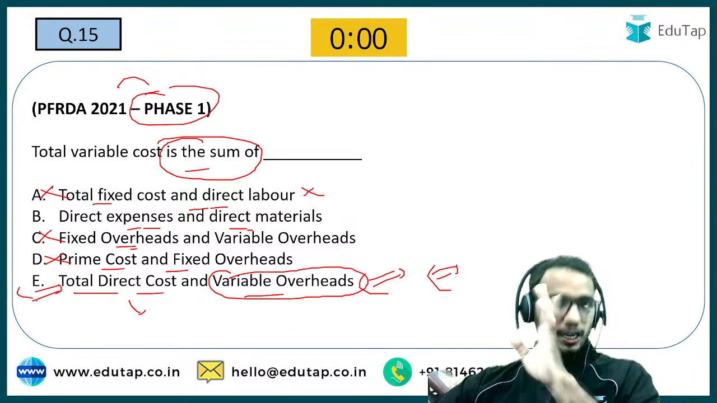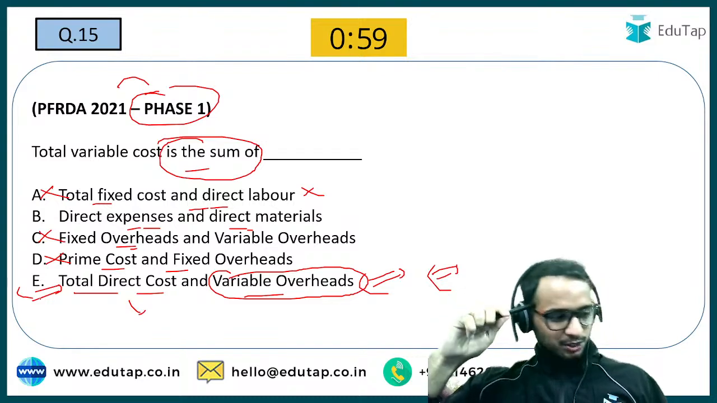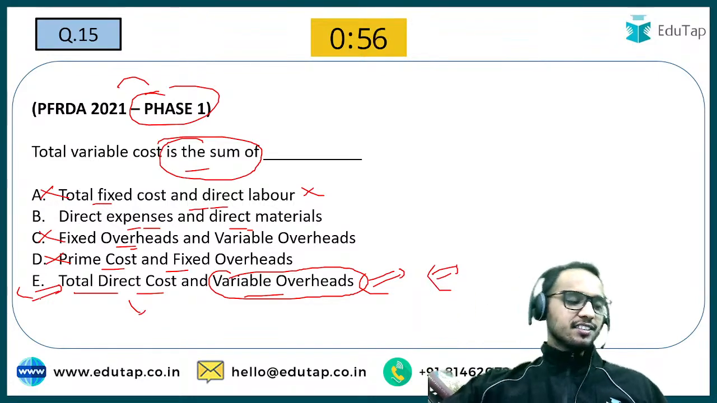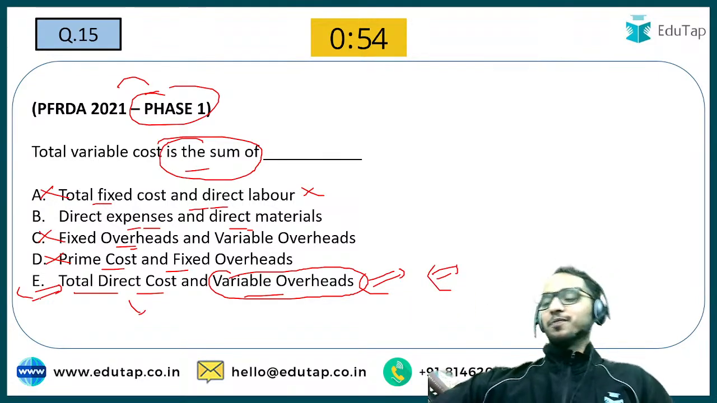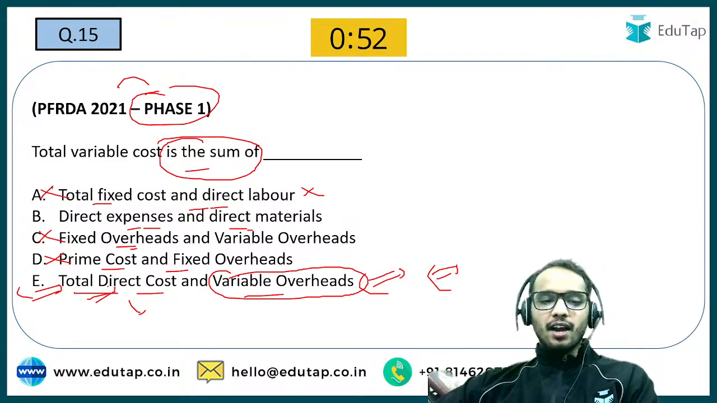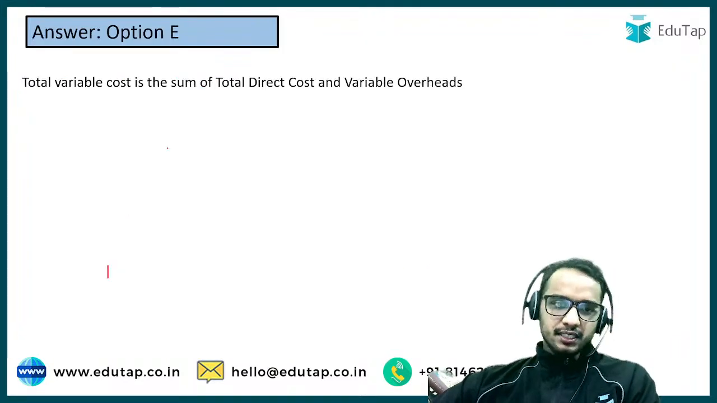Let me check the chat section now. I have got enough right answers. That's really good. So the answer would be total direct cost and variable overhead. Yes, everyone is correct.